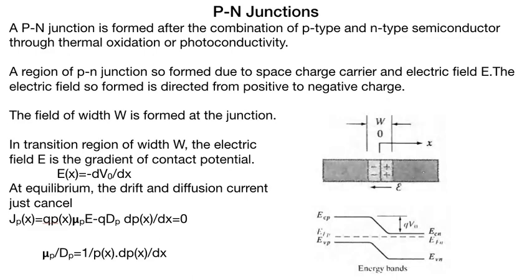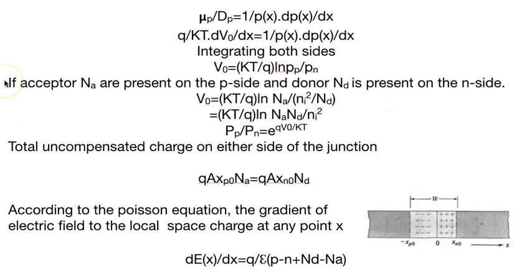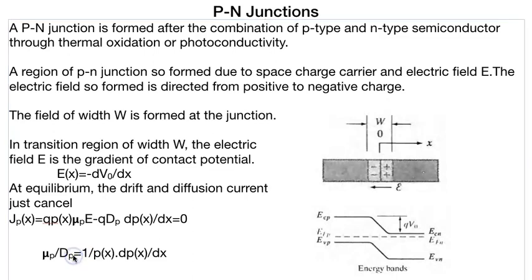At equilibrium, the drift and the diffusion current just balance, which gives us the equation: mobility upon diffusion coefficient is equal to 1 upon the concentration of minority carriers times the differentiation of that concentration. Now solving further, from the Einstein relation, mu p upon Dp is equal to q by kT. I think I have missed an e in here.